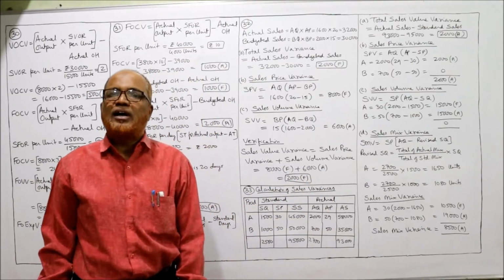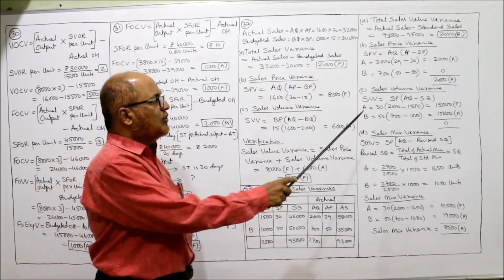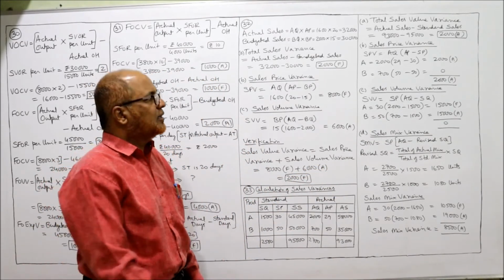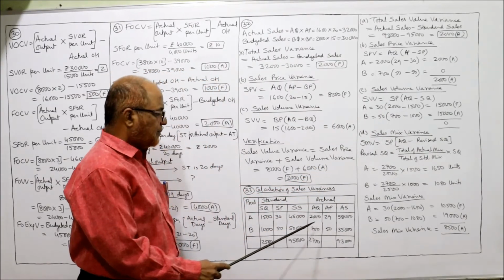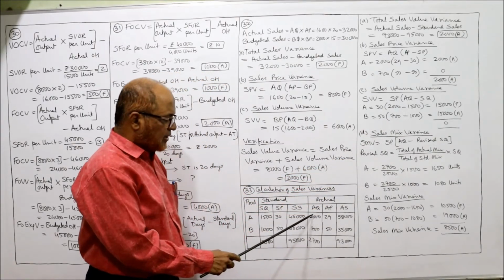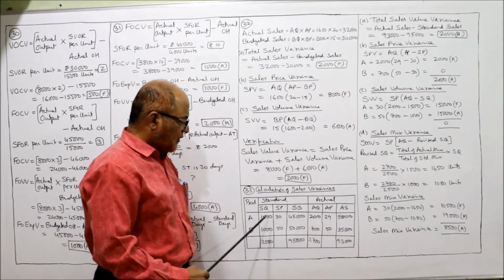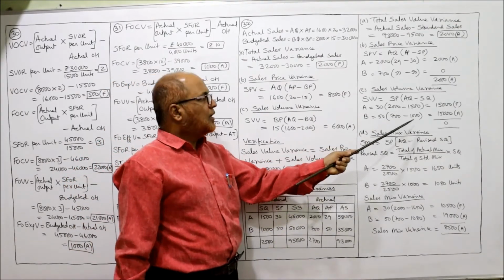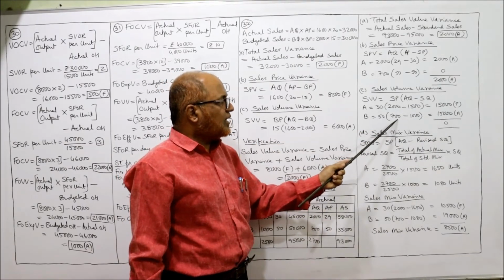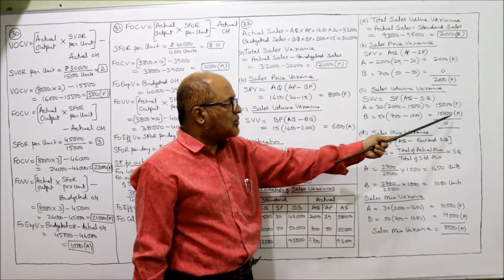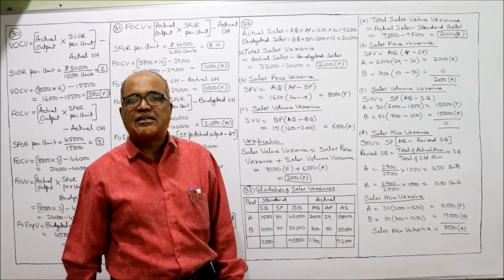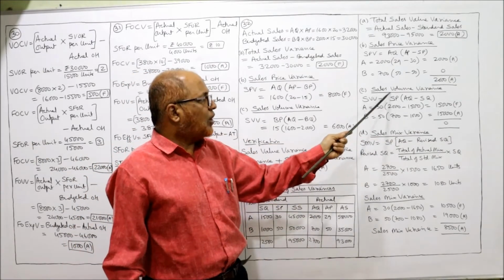Now sales volume variance, SVV, is equal to standard price into actual quantity minus standard quantity. So standard price is given, 30 and 50, whereas actual quantity 2000 and 700 minus standard quantity 1500 and 1000. Now 2000 minus 1500 into 30, 15,000 favorable, and 700 minus 1000 into 50, 15,000 adverse. So 15,000 favorable, 15,000 adverse, cancelled to 0. So volume variance is 0.